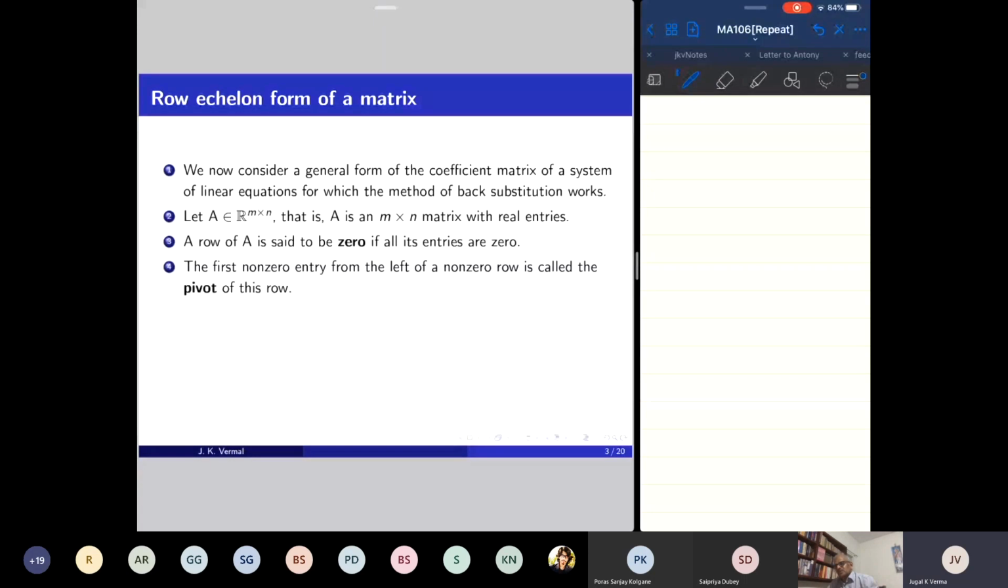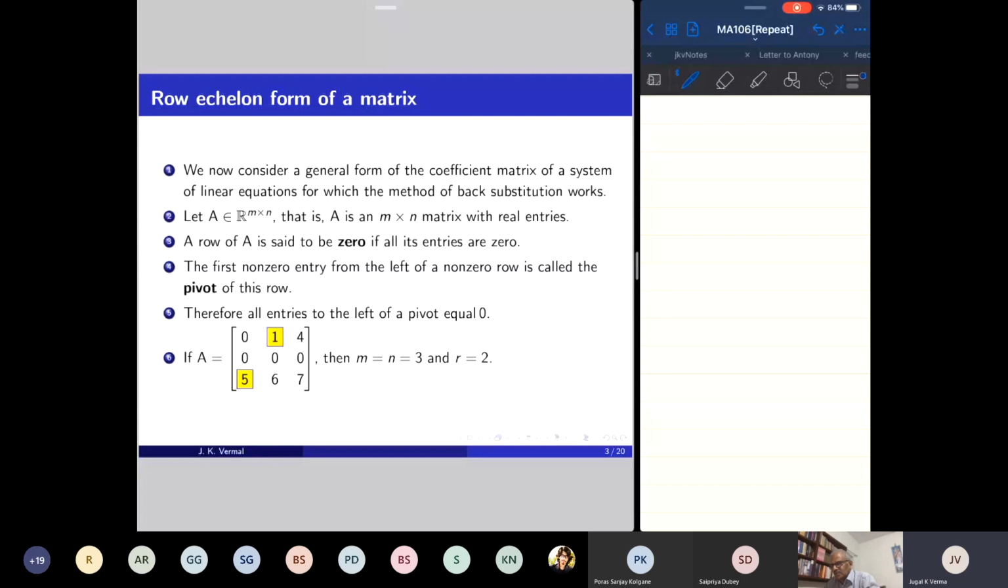So every non-zero row begins with a few entries that could be 0, but then we encounter for the first time a non-zero entry in that row. That is called the pivot of this row. So all the entries to the left of the pivot are equal to 0.